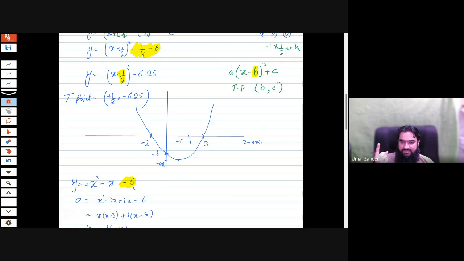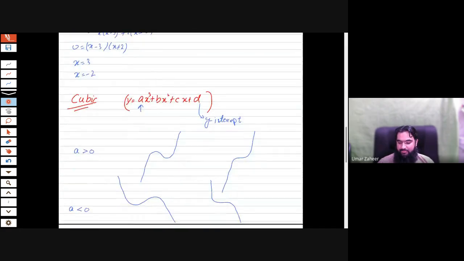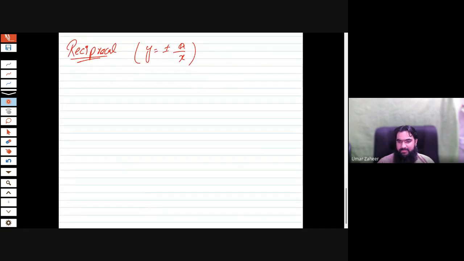I have to find the x-intercept, y-intercept, turning point, and meet them, and I know the rough sketch of a quadratic graph. If the coefficient of x square is positive, it is like this parabola. If it is a negative coefficient, we have to turn it upside down. I will make the graph look like this. All right. We will do some questions as well. But all of these things are going to be exactly the same.